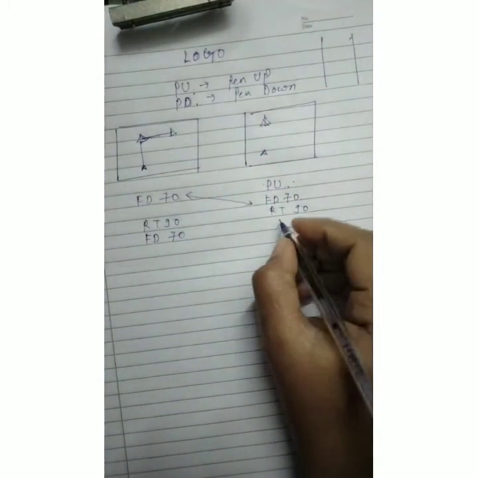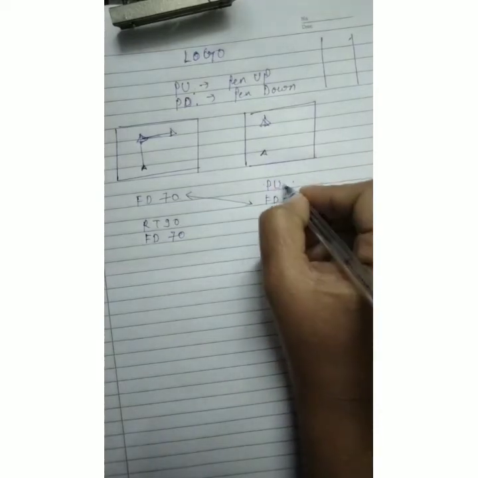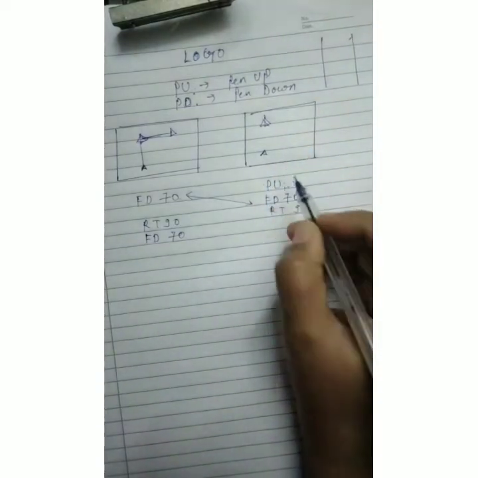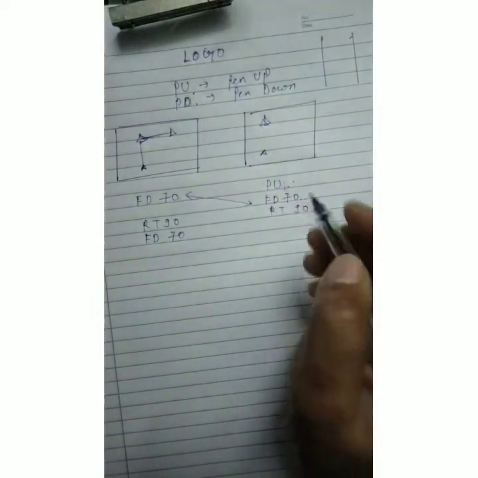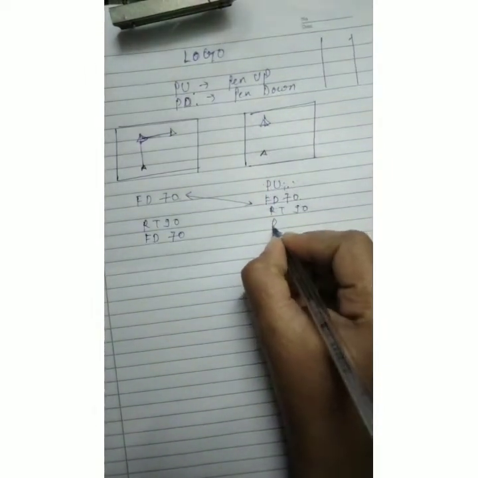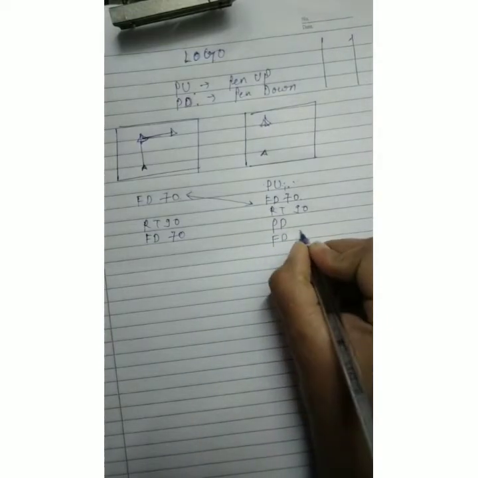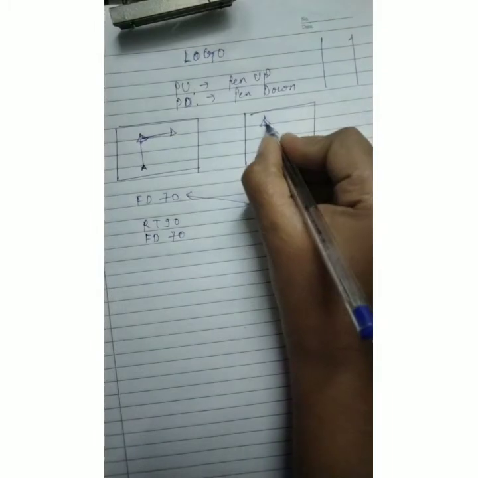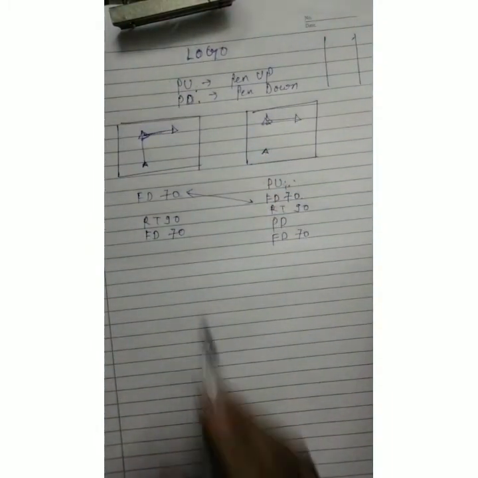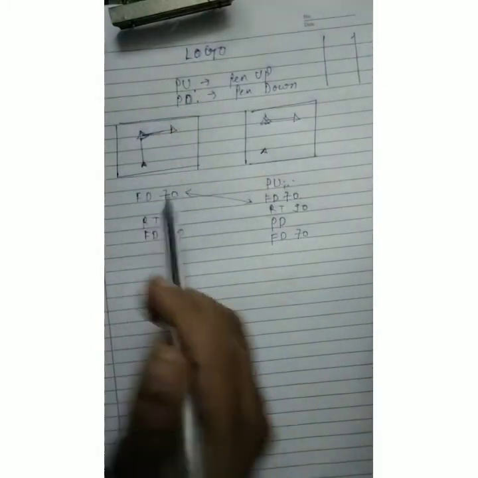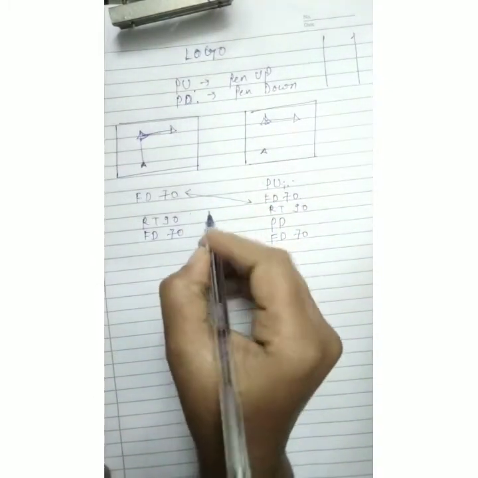Now here I am writing PD. Why PD? Because right now in this situation the pen is up. So to draw a line I am writing pen down and then I'll write FD70. Now the turtle will move in the same direction by 70 steps ahead. Fine. This is very simple. FD70, RT90, FD70.